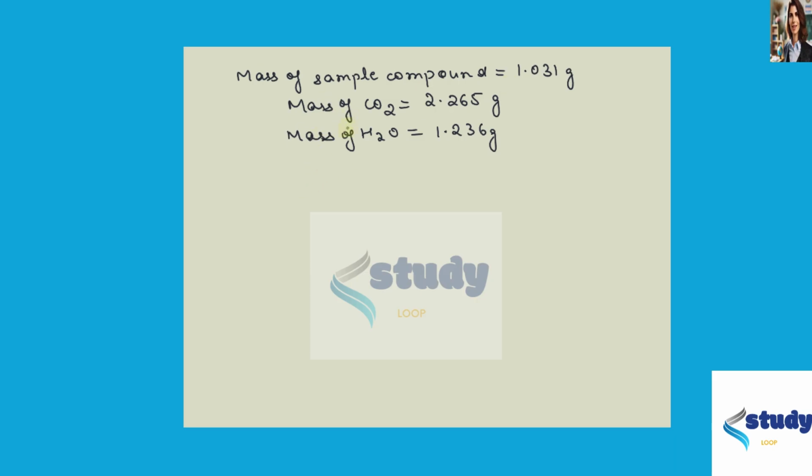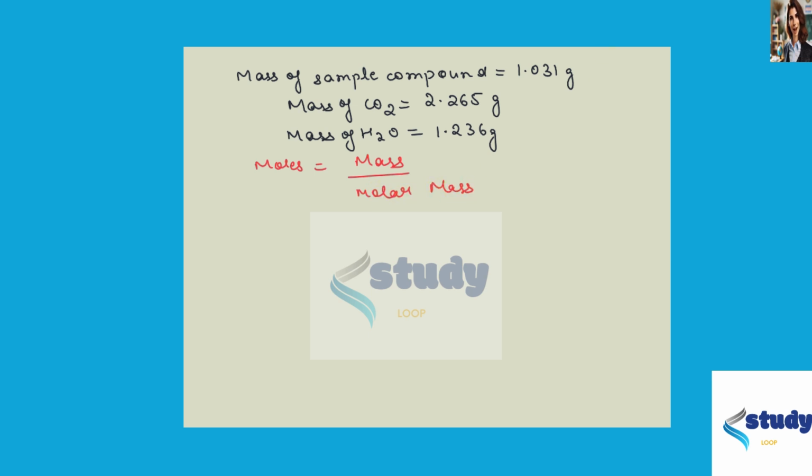Here this data is provided. We have to find out the mass of carbon, hydrogen, oxygen, the empirical formula and the molecular formula. In order to find that, let's first find the moles. The formula used to find the moles is the given mass divided by the molar mass.